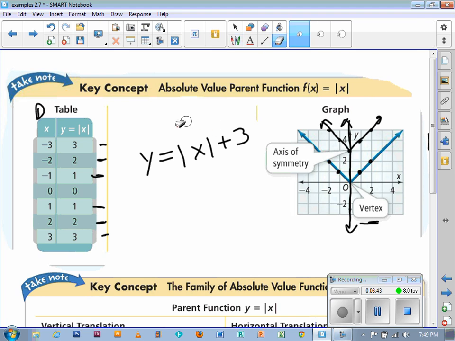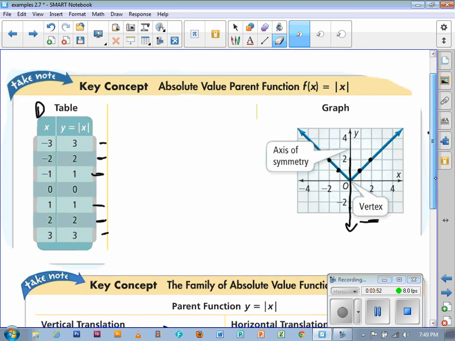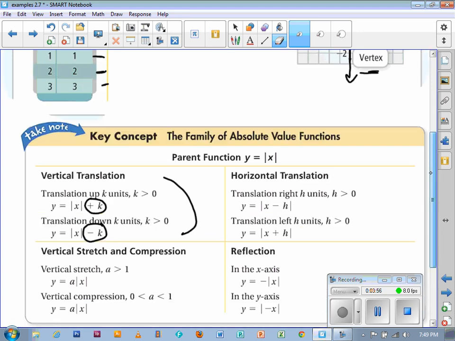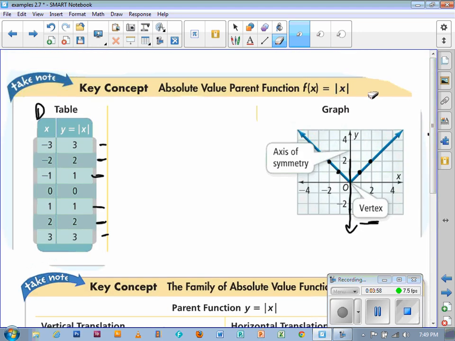If it's translated down, it's just the opposite. It just looks like we're subtracting k. So if you see a number to the right of the absolute value that we're subtracting, you can go ahead and just assume it's going to go down.